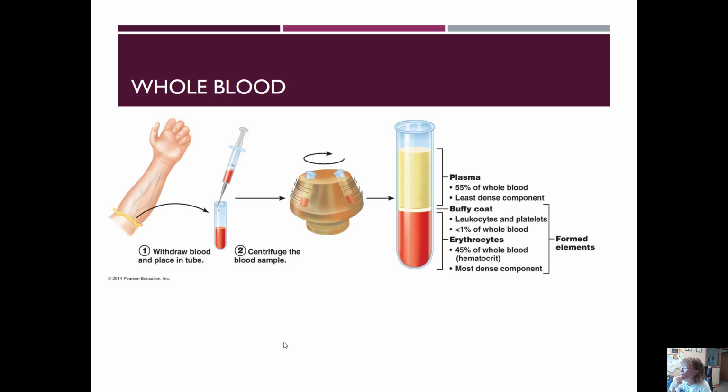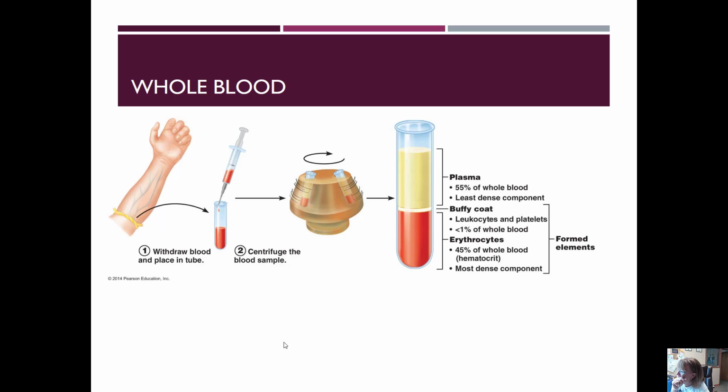Then we have the buffy coat, which is made of the leukocytes and platelets. You can see that it's a very small portion of the blood, less than 1%. And then plasma is the non-cellular part of blood. The formed elements are the cellular components, so red blood cells, white blood cells, and platelets, or erythrocytes, leukocytes, and thrombocytes are all found below the plasma because they are more dense.